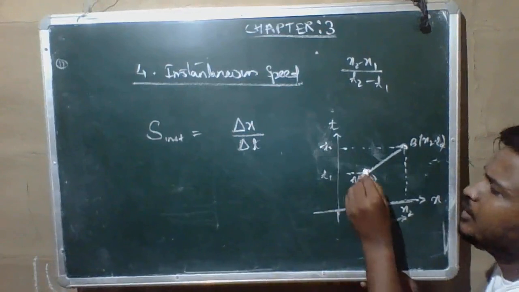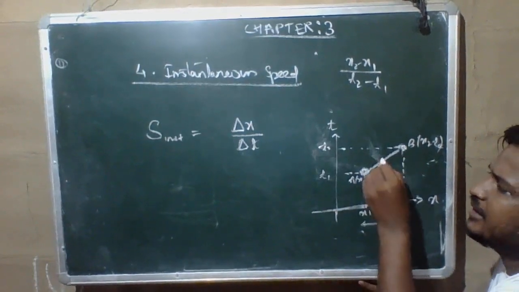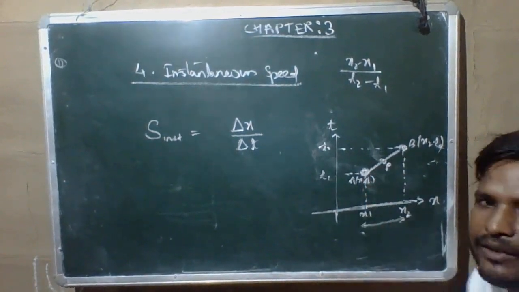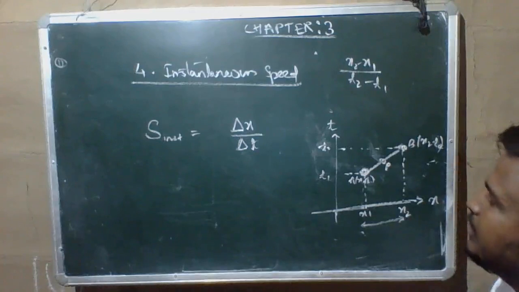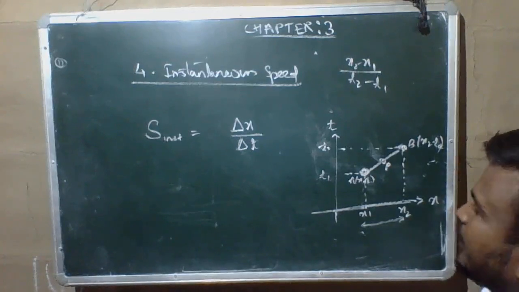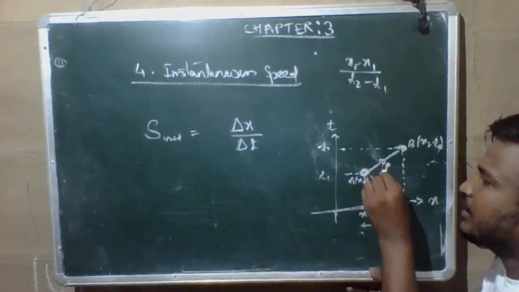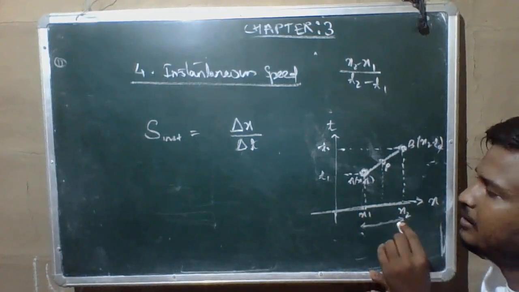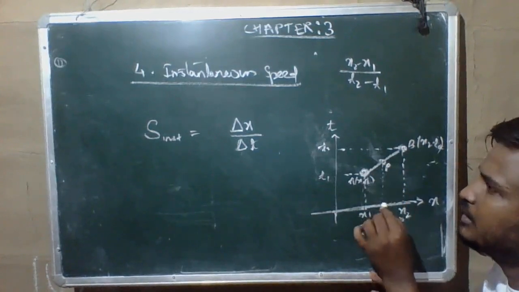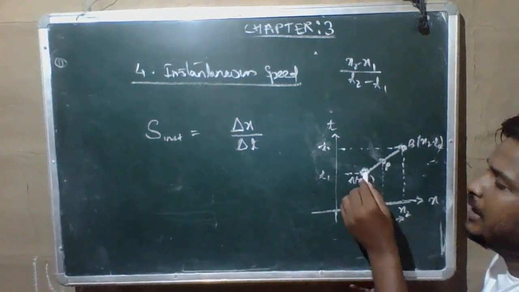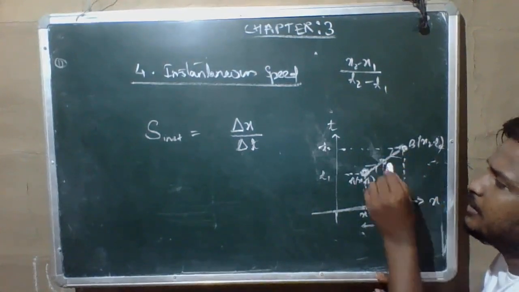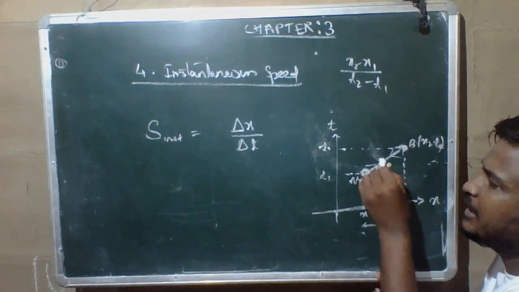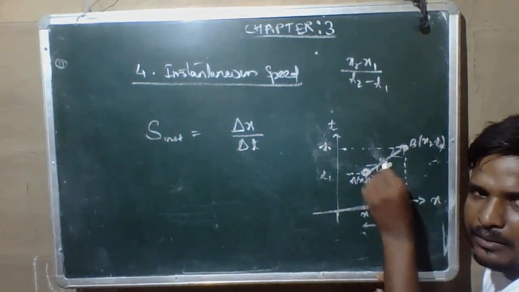Now, suppose I want to find the speed at this point, the point P. So what speed should I calculate? Obviously I should calculate instantaneous speed. Now, at this point if I want to calculate, then this point A must approach toward this and this point B must approach toward this, and at last they should meet at this point. Then only we will be able to calculate.